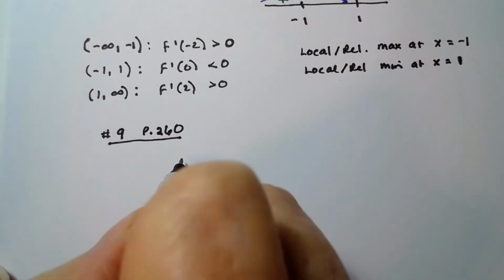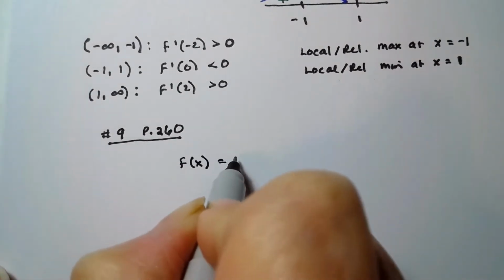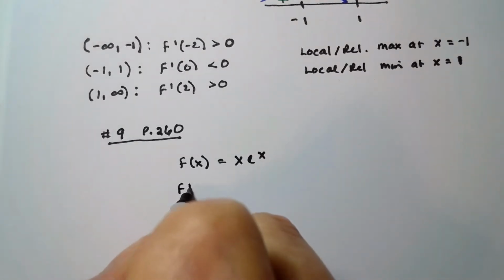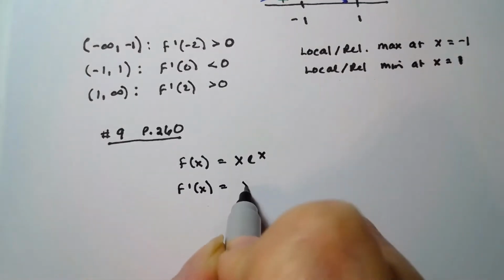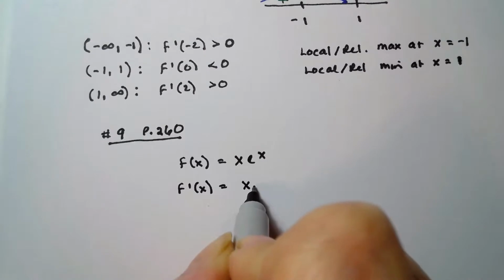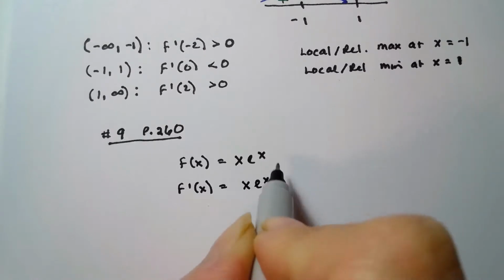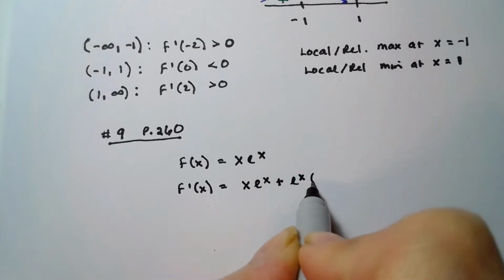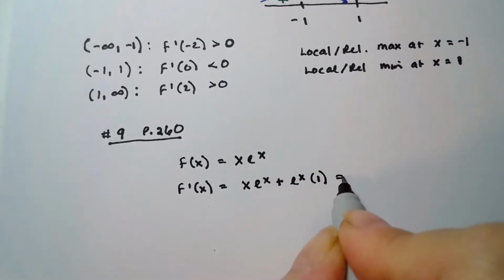Number 9 has the function f of x is equal to x e to the x, and we want to know, are there any maxes or mins? Okay, so we're going to take the derivative. That's going to be x times the derivative of the second term, which is e to the x, plus we take the second factor and leave it alone and multiply it by the derivative of the first, which is 1. We set that equal to 0.